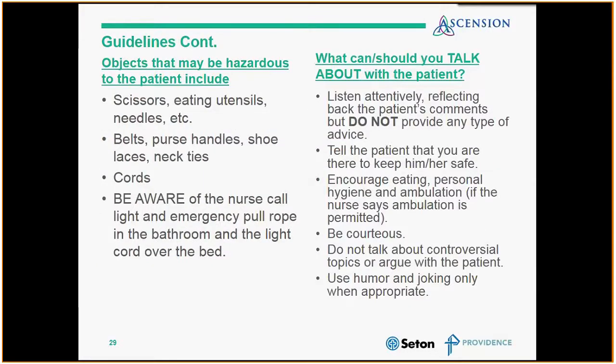So these are some objects that may be hazardous to the patient, such as scissors, eating utensils, needles, etc. These patients will be on a suicide precaution meal, so they will usually be getting finger foods, or if they do need utensils, will get plastic utensils instead of silverware. Belts, purse handles, shoelaces, and neckties can all be used to hurt themselves, along with cords. You want to be aware of the nurse call light and emergency pull rope in the bathroom, and the light cord over the bed.